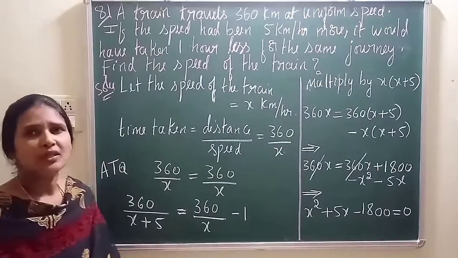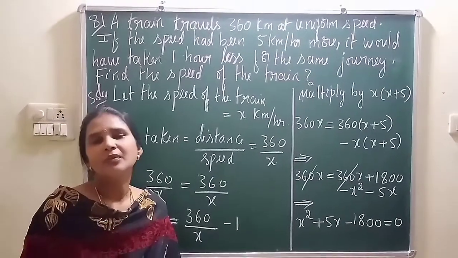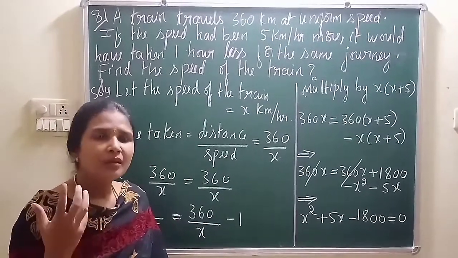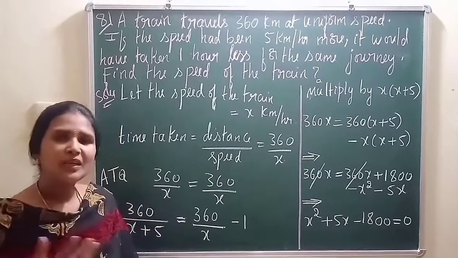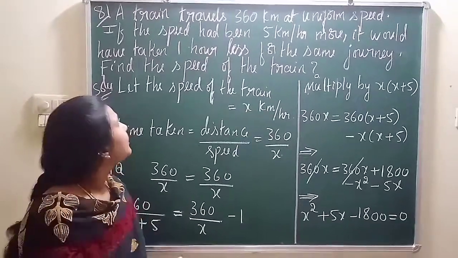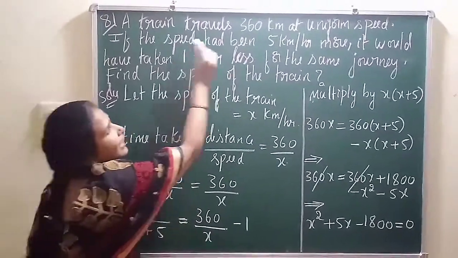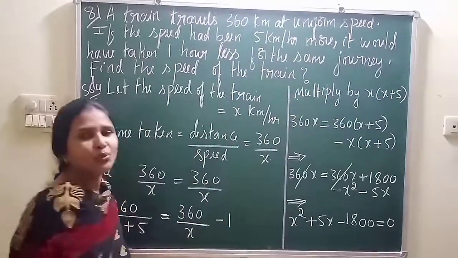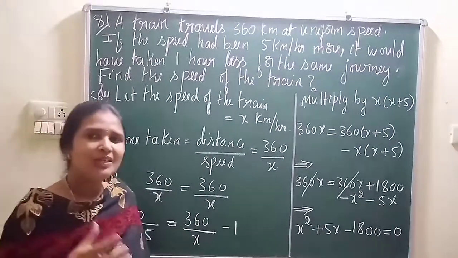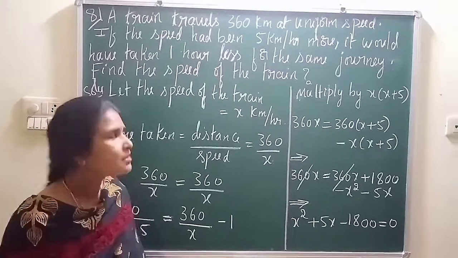We move to the next question. This question is related to time, distance and speed. As you know, speed is equal to distance by time. Here he has given that a train travels 360 kilometers at uniform speed, means speed is constant. There is no change in speed.